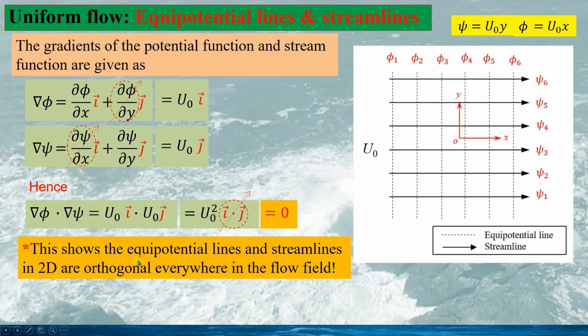This simple example shows the equipotential lines and streamlines in 2D uniform flow are orthogonal everywhere in the flow field. See this plot. You can see the equipotential lines, the dashed lines, and the streamlines, the black arrows, are orthogonal everywhere.